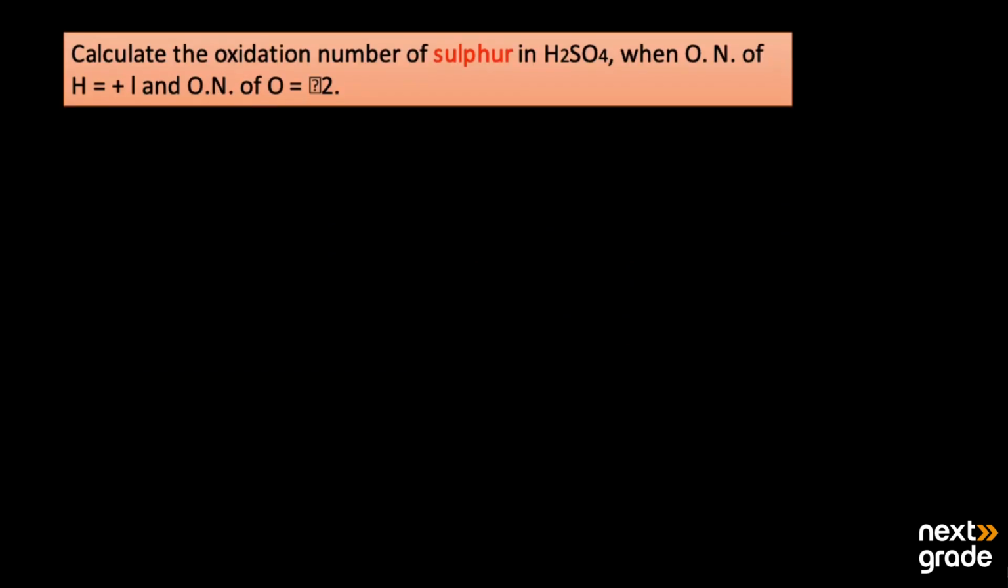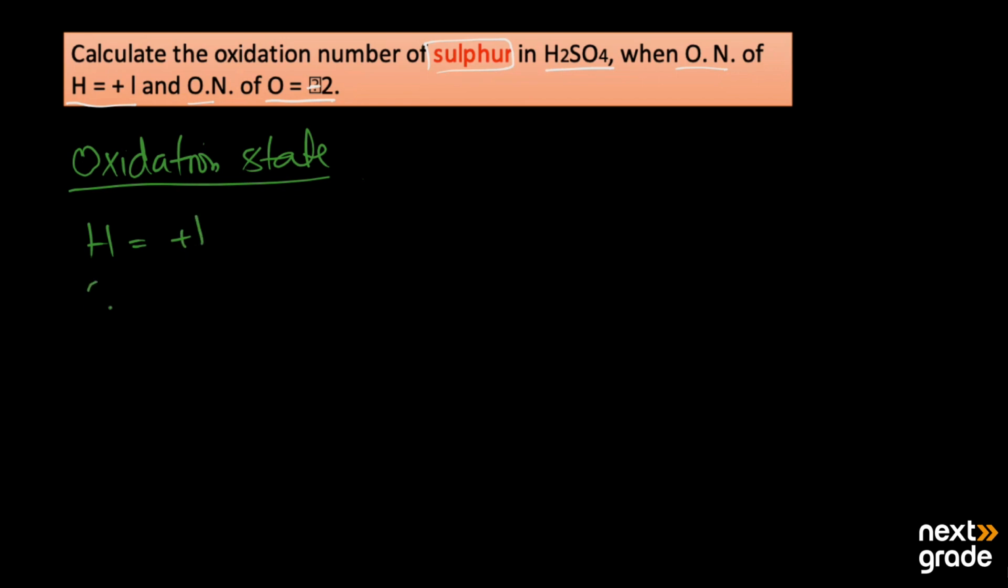Here we have the second example for the determination. Here we have to calculate the oxidation state of sulfur in H2SO4 when the oxidation number of hydrogen is +1 and the oxidation number of oxygen is -2. So first of all, we have the given oxidation states: hydrogen we will take as +1 and oxygen is equal to -2, and the oxidation state of sulfur is what we need to find. Now start the calculation.